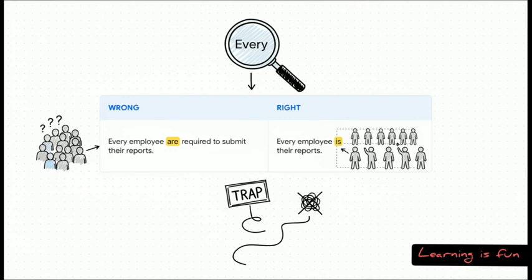Let's look at a perfect example. Every employee. It sounds like a lot of people, but that word every forces the subject to be singular. And if the subject is singular, the verb has to be singular too. So it's is, not are. It's such a common trap, and now you know exactly how to sidestep it.